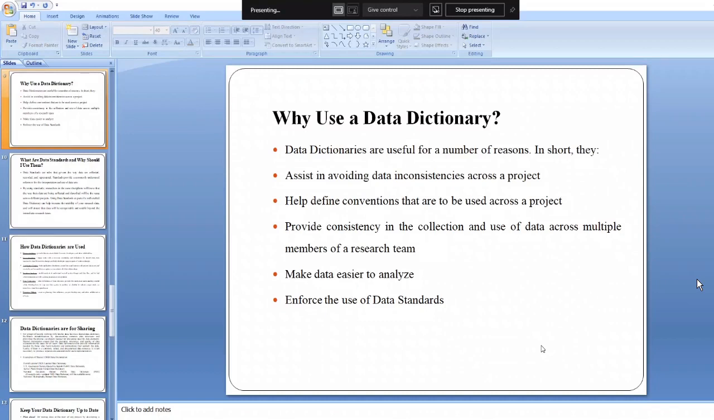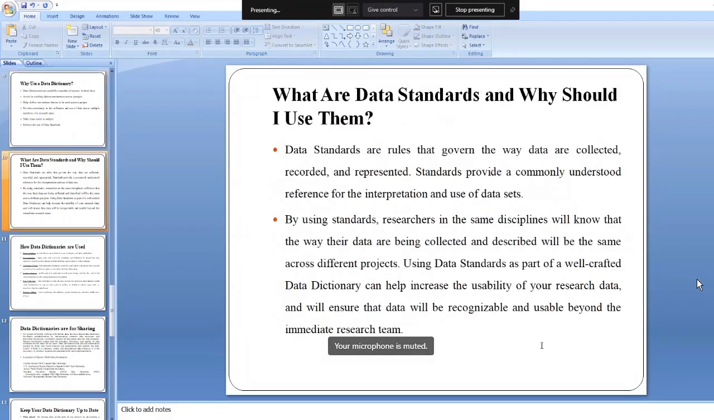Now, it makes our data easier to analyze. The best part about the data dictionary is that it makes things very easy to understand, easy to implement, easy to modify and use. So, easier to analyze, easier to go through, easier to access. Okay. Now, enforce the use of data standards. So, these were a few uses of the data dictionary.